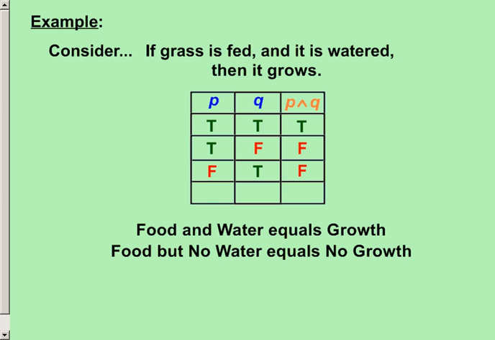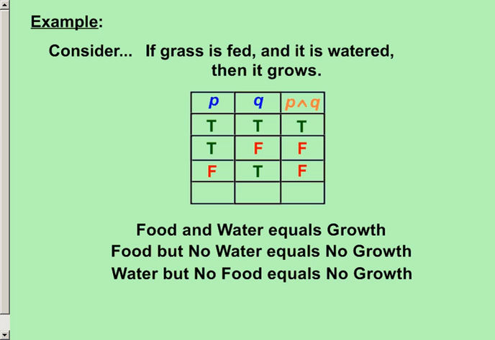And if we reverse those truth and false there, again, this time P is false, but Q is true. And in the and table, that still leads us to a false statement. That basically said, if you water your grass but don't feed it, then there will be no growth.